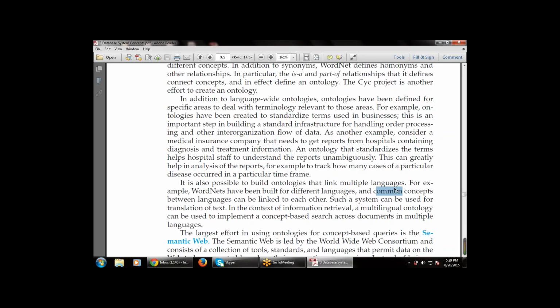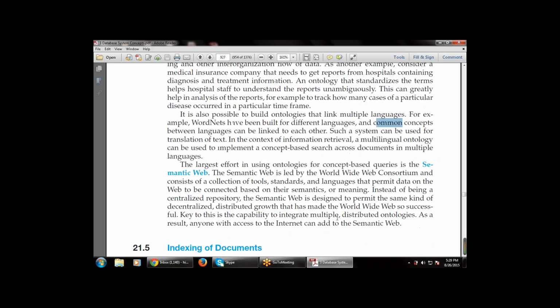And the largest effort in using ontologies for concept-based querying is the semantic web. The semantic web is led by the W3C, the World Wide Web Consortium, and consists of a collection of tools, standards and languages that permit the data on the web to be connected based on their semantics.